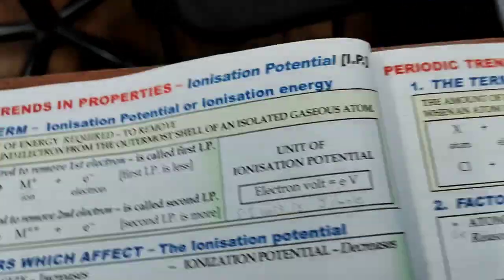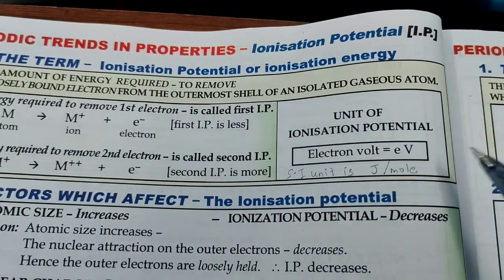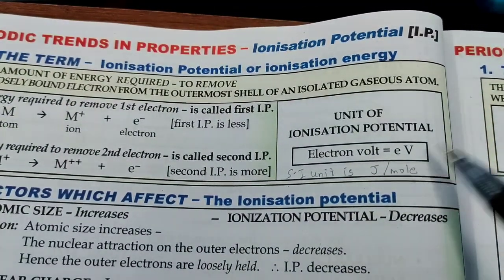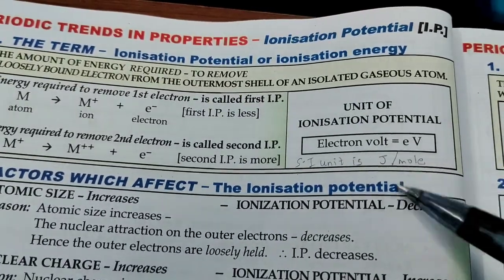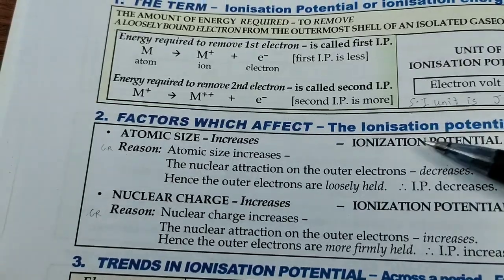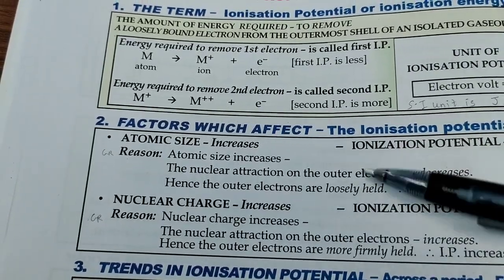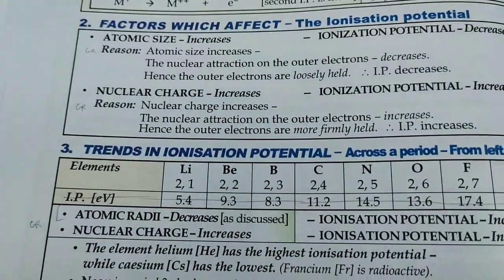These energies are very small. They are measured in a small unit called electron volt. 1 electron volt is equal to 1.6 into 10 raised to minus 19 joule, which you will study in physics. But the SI unit is joule per mole. Mention that. The two factors which affect IP are atomic size and nuclear charge. Give reasons. Let's understand it with the help of the example of period 2.